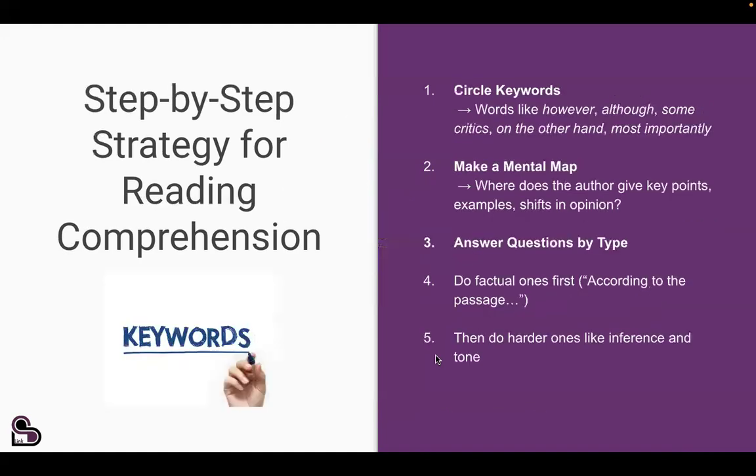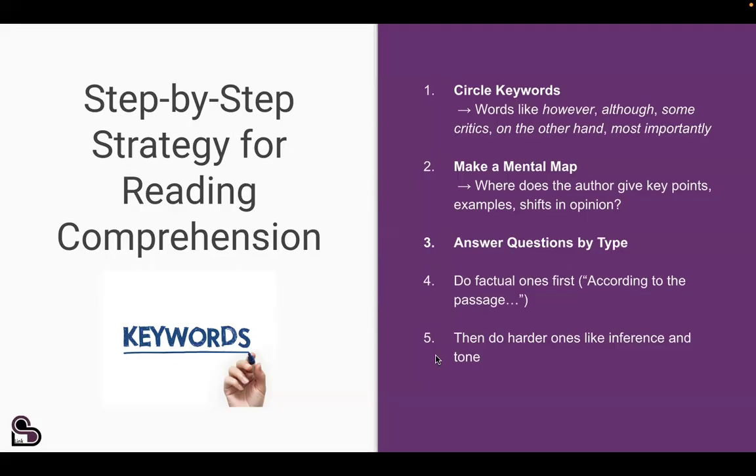Then we're going to look for keywords. We're circling keywords like however, although, some, critics, on the other hand, most importantly, things that might identify that what the author is trying to highlight here is a critical spot. Then we're going to make a mental map, but I think initially you're actually going to draw the map. At least that's how I train my students, to actually map it out on the side of the paragraph or the side of the paper. You're going to map through it. Where does the author give key points, examples, or shift opinion? And what are the important parts of this?